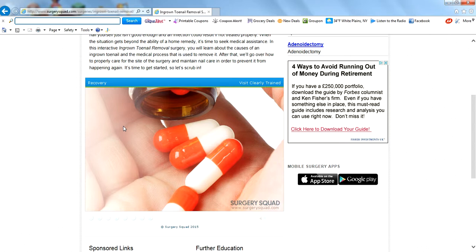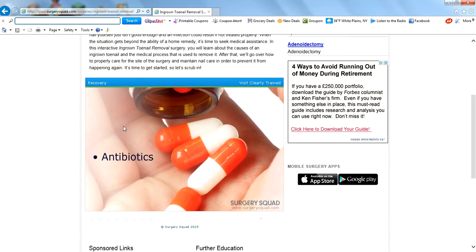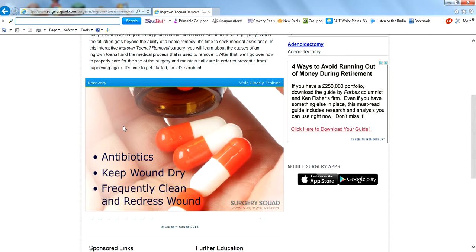Since there was some obvious infection, our patient will be sent home with a prescription for some antibiotics. We'll also need to tell our patient to keep the wound dry, clean the wound regularly, and replace the bandage 2 to 3 times a day.